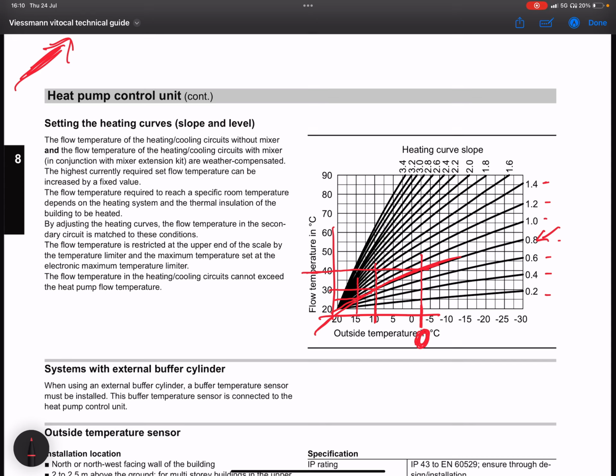Hopefully that gives you a bit of a better idea of why weather compensation is the only sane way to run a heat pump and how it increases the efficiency of your system.